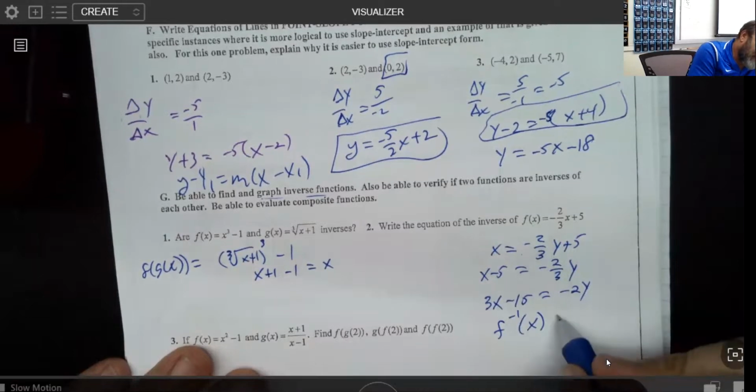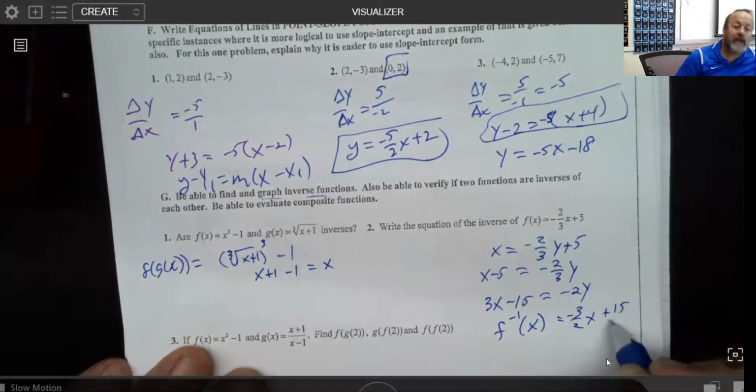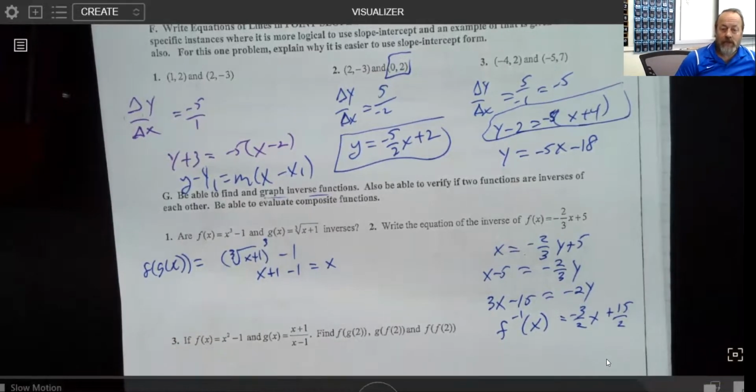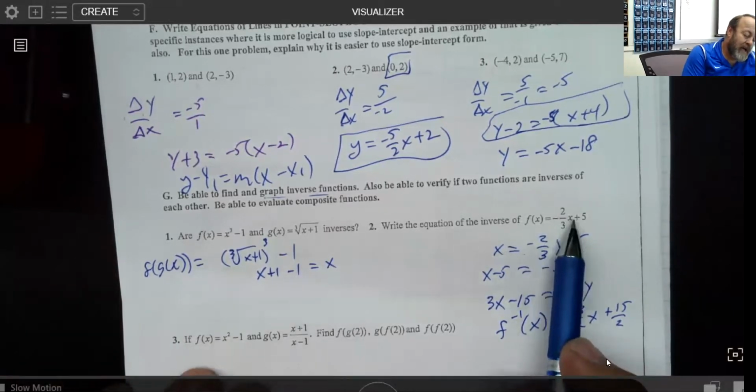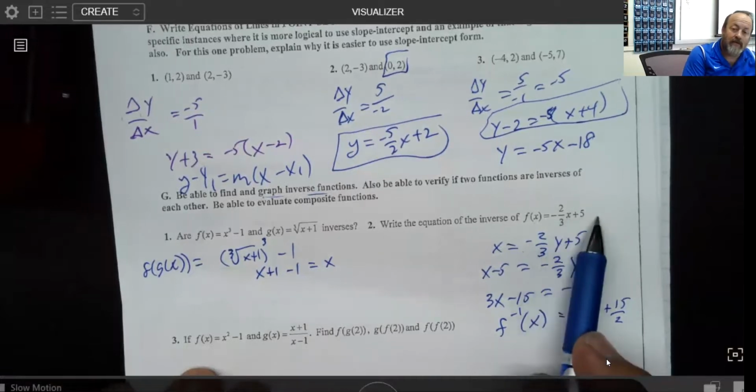But again, I divided everything by negative 2. And so this is what I see. That would be the inverse function of that f. And keep in mind, if we made up a number like 9, negative 2 times 9 over 3 would be negative 6, plus 5 is negative 1.